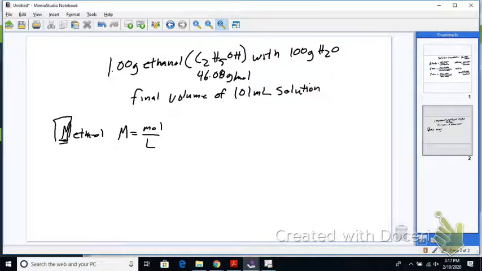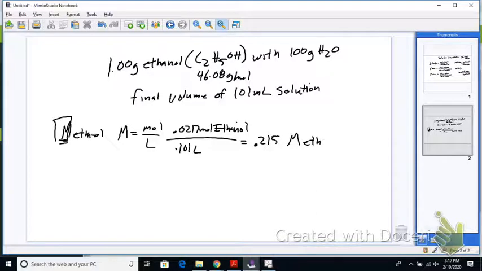Okay, so you took the 1 gram and multiplied by 1 mole over 46.07 grams. You got an answer of 0.0217 moles. So you take the 0.0217 moles of ethanol and divide it by liters. Got 101, so that's 0.101 liters. That should give you the molarity of the ethanol solution: 0.215. Questions on that? That's molarity of ethanol.